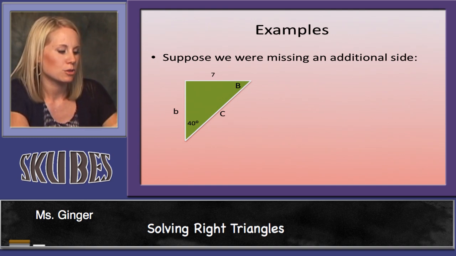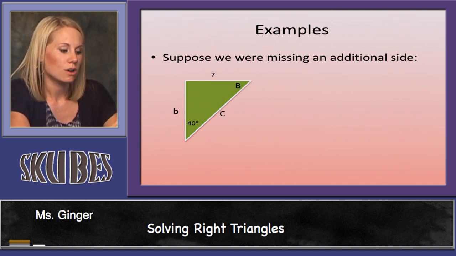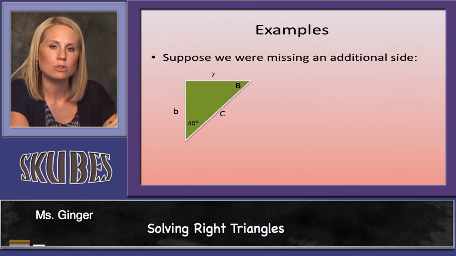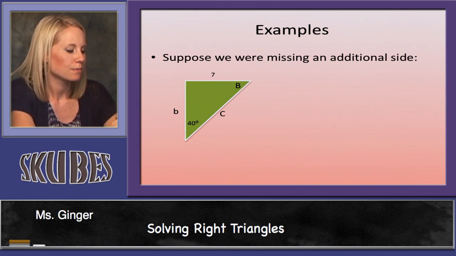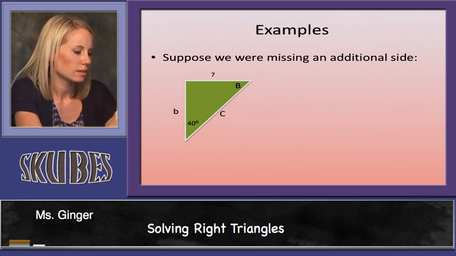Alright, we're going to take a look at the same triangle, but suppose we're missing one extra side. So that makes it a little harder, but not too bad. We're just going to have to use our trig ratios in that case. Remember that B was 50 degrees. Let's put that in here.